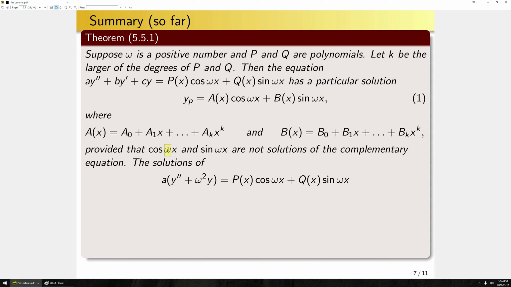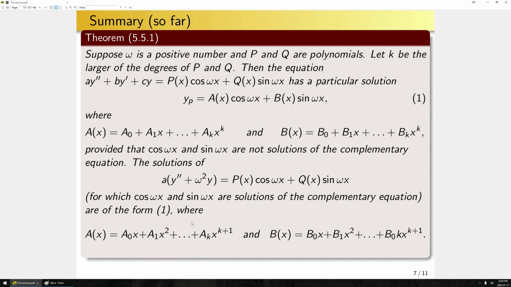And for omega to be one of the roots of the characteristic polynomial, it has to have the form some constant times r squared plus omega squared, right? Where the constant's on the outside of the polynomial. Thus, if this thing's a solution, the left-hand side has to be of this form, okay? And if I'm in this case, then all I have to do is multiply these expressions by x, and I get the same type of solution that I had before, okay?